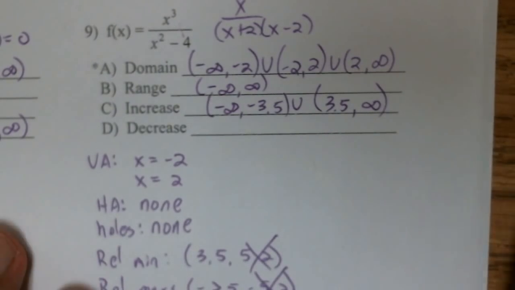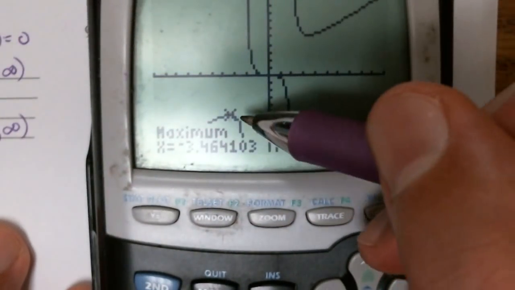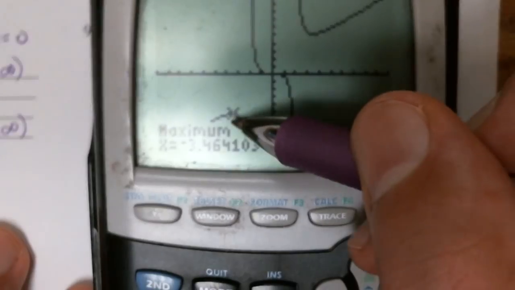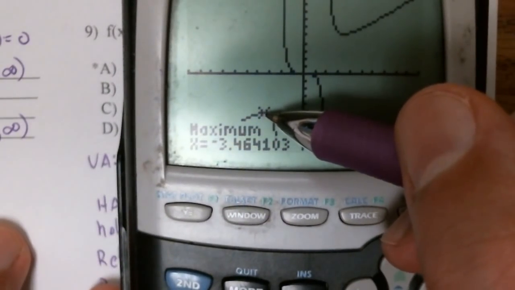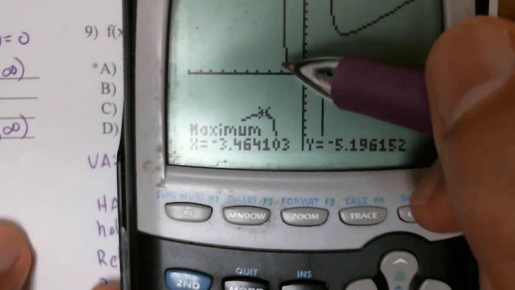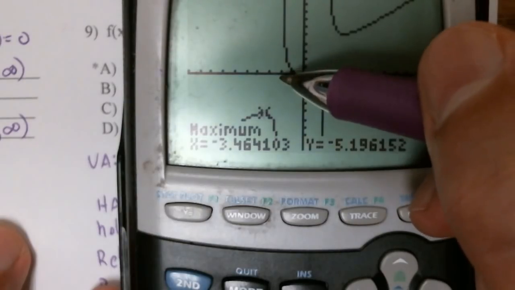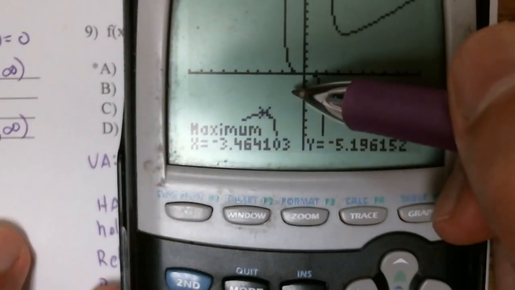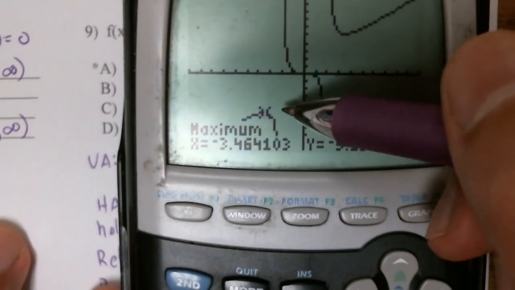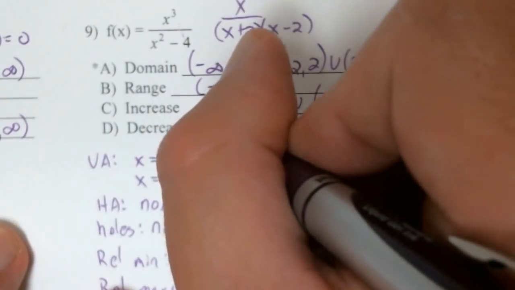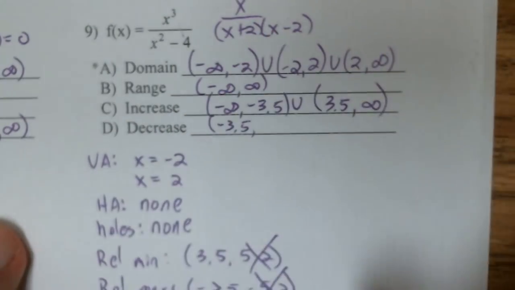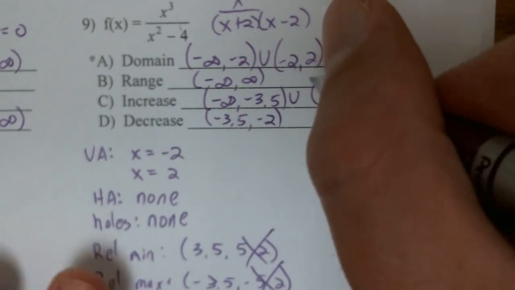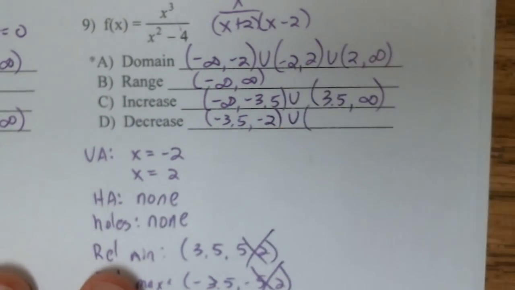Okay, where am I losing money? This is a little tricky. Right here at this relative maximum, I start losing money. I only care about the x values. So from negative 3.5, I'm losing money, but I'm not losing money at negative 2 because that's an asymptote. Nothing is happening at x is negative 2. It's undefined, an error, a break in the graph. So I'm losing money from negative 3.5 until I hit that asymptote of negative 2, okay? And then there's a break, all right?